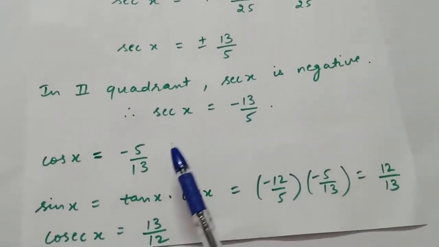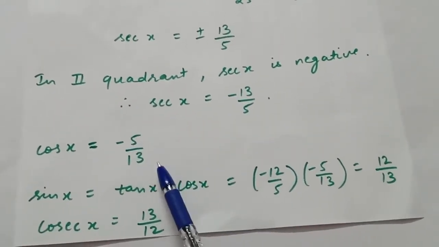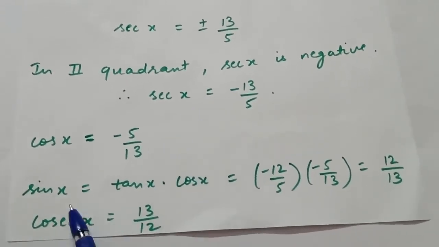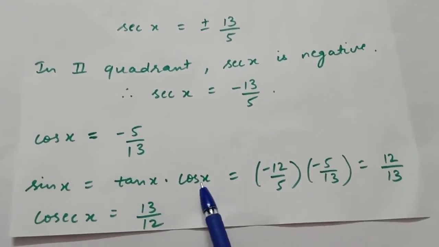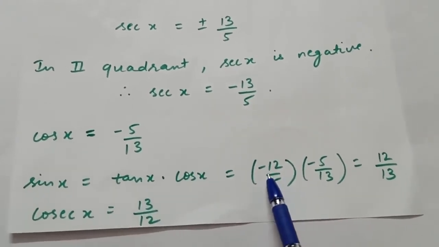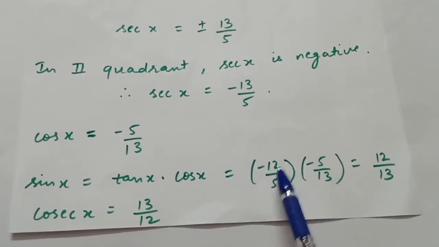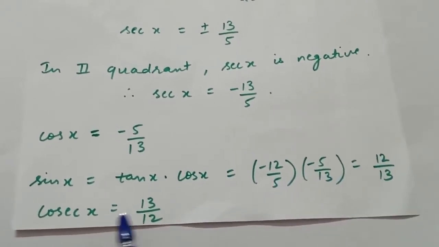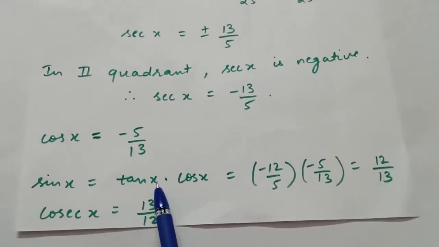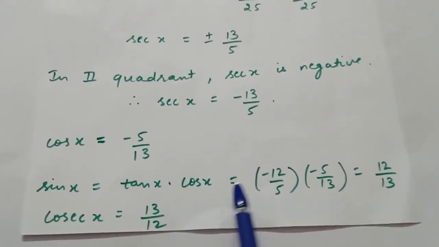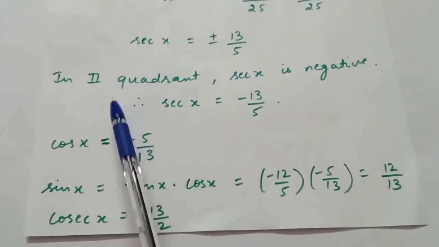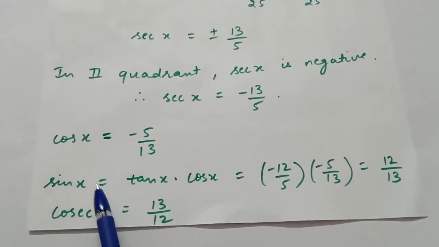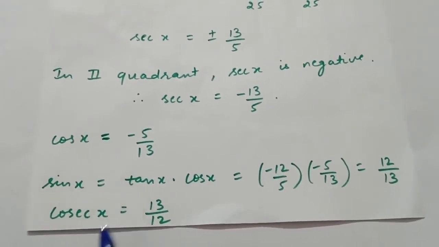Now from secant you will get cos. So cos x will be minus 5 by 13, reciprocal of secant x. Now sin x will be tan x into cos x. We know the value of tan x is this, cos x is this, multiply them. Sin x will be 12 by 13 and cosecant x will be the reciprocal of sin x, which is 13 by 12. So you can see, because x lies in second quadrant, we got the values of sin x and cosecant x positive. Clear?